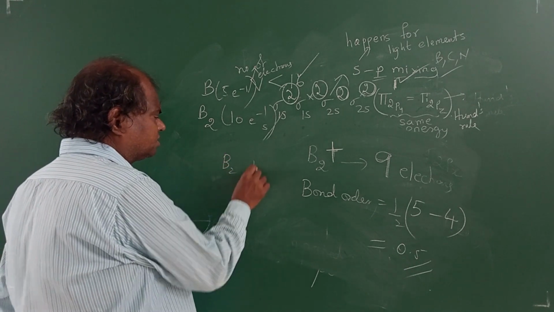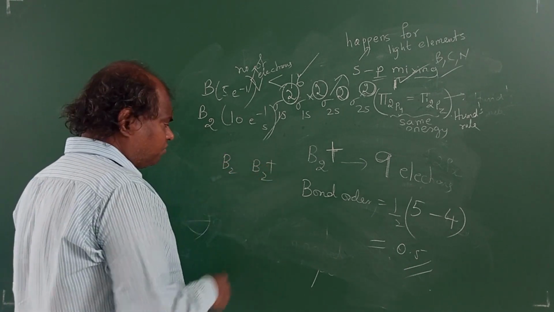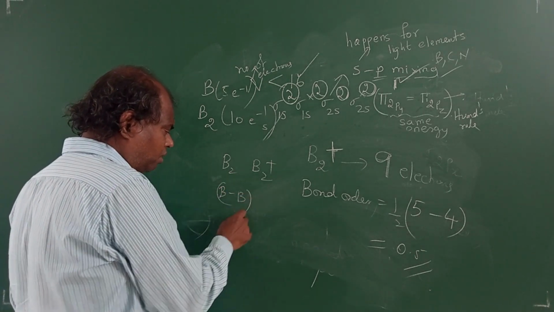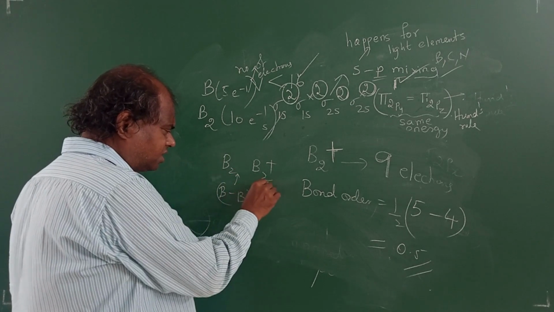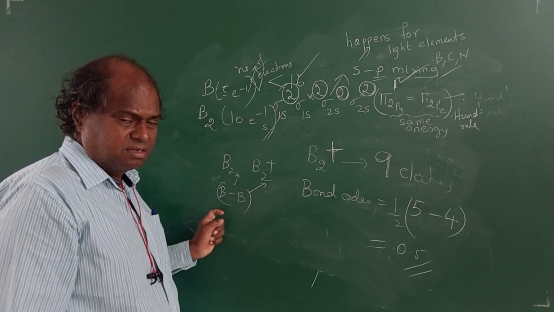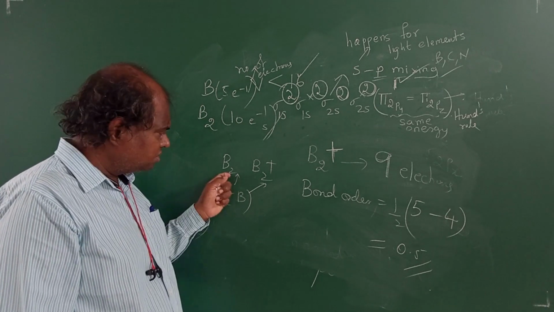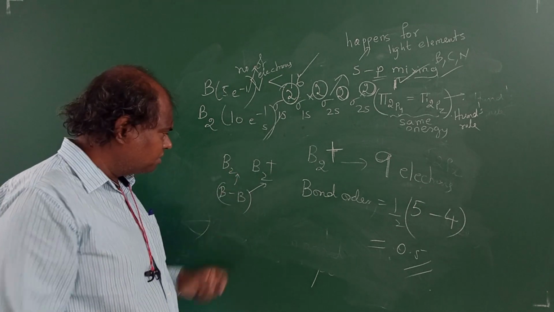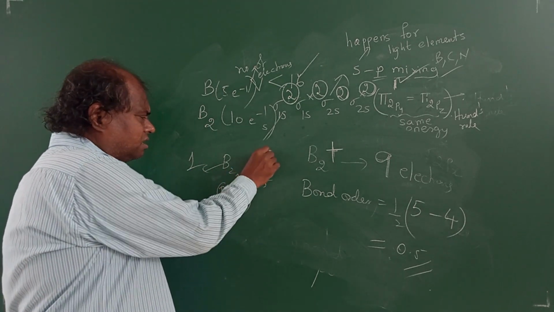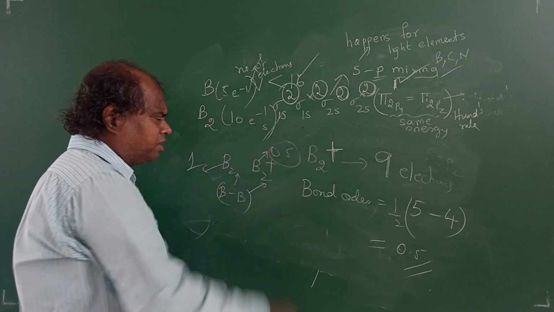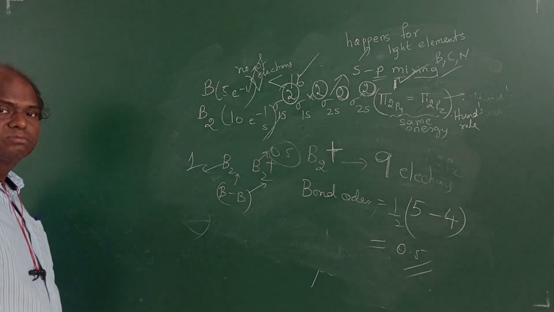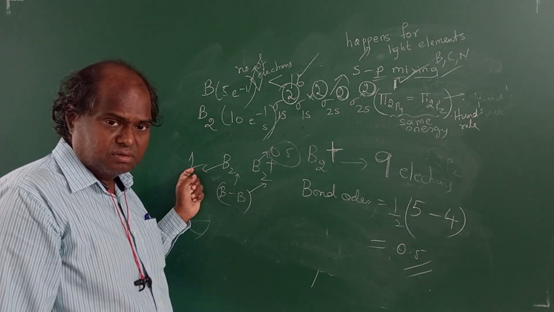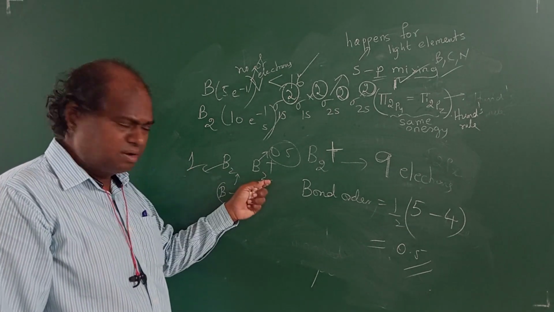But what question can they ask you in the exam? Suppose they ask you B2 versus B2 plus. Which bond is stronger? Bond stronger means the B-B bond. Is it stronger in B2 or is it stronger in B2 plus? The B-B bond, strong here or strong here, they can ask. Right? The answer will be it's stronger in B2. Why? Because B2 has a bond order of 1. B2 plus, what is the bond order? 0.5. Clear? They can ask you this question. Very strong bond B-B, bond order 1. Clear? You are getting only 0.5.